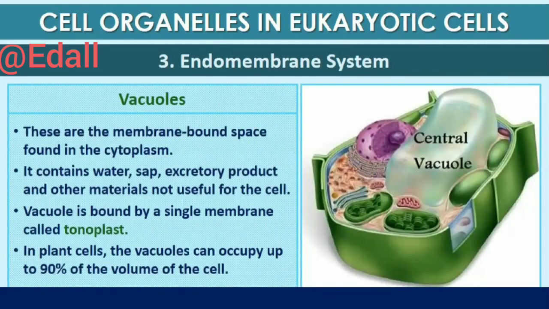8.5.3.4 Vacuoles. The vacuole is the membrane-bound space found in the cytoplasm. It contains water, sap, excretory product and other materials not useful for the cell. The vacuole is bound by a single membrane called tonoplast. In plant cells the vacuoles can occupy up to 90% of the volume of the cell.